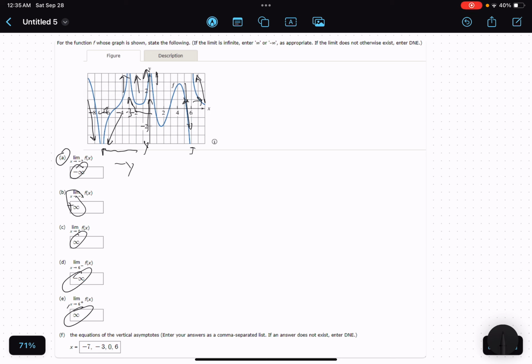And then over here, it wants you to find the equations of the vertical asymptotes. Now, I think we all know what asymptote means, but if we don't, asymptotes are just the places where the function is approaching infinity. So the asymptote would be here, here, here, and here. So any place where you kind of see that curve going down where there's a gap, that's your asymptote. So that would just be each value of x, right? So -7 over here, -3 over here, 0, and 6.